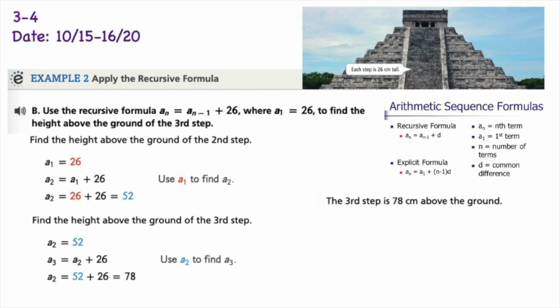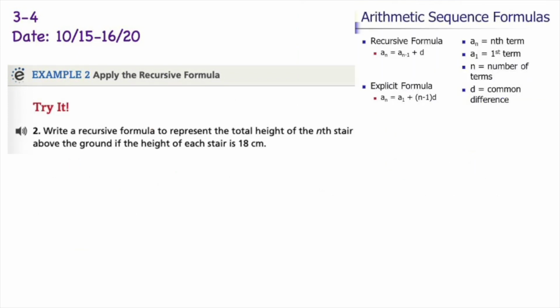All right, now let's take a look at a try it. So example number 2 for a try it, write a recursive formula to represent the total height of the nth stair above the ground if the height of each stair was 18 centimeters. So instead of 26, now it's 18. So take a look back at what we did for example number 2, and see how it's going to change if it's 18 centimeters instead of 26. And then go ahead and make the recursive formula. So the recursive formula is this one right here, and you're going to plug it in. Go ahead and pause and then come back and check your work after you're done.